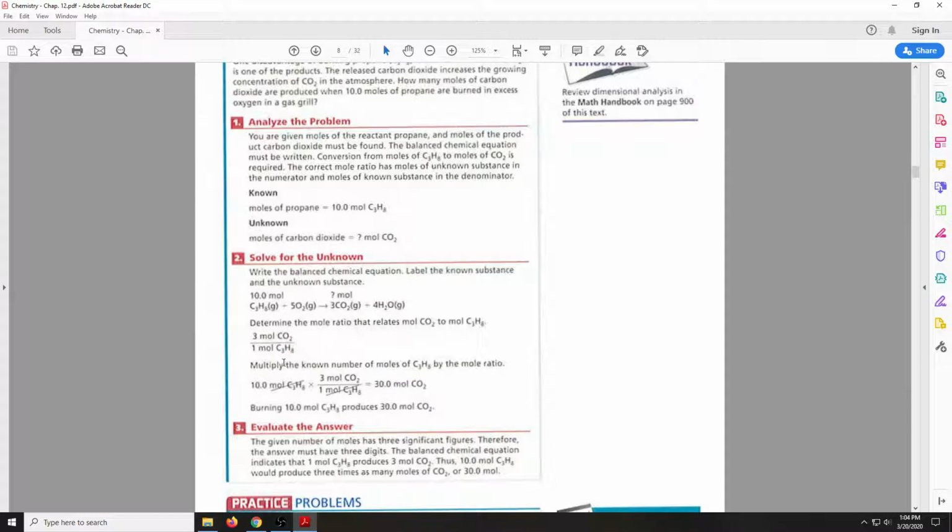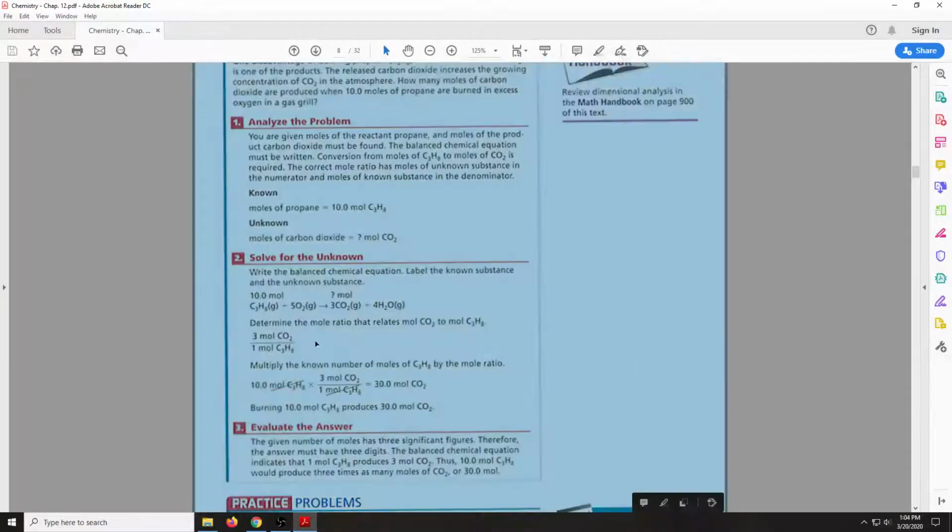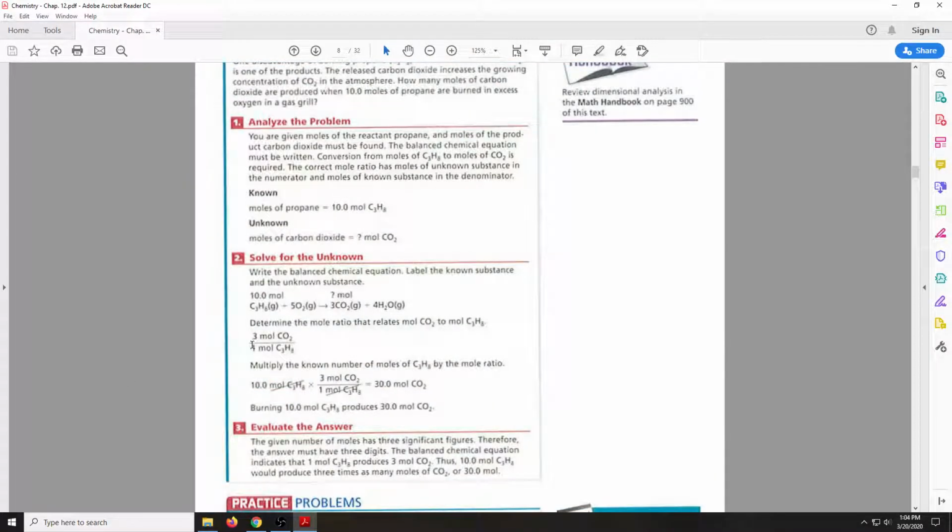Okay? So we can multiply that by the known number of moles we have. 10 moles of propane, that's what we're starting with, multiplied by our molar ratio that we found, 3 moles for every 1 mole of C3H8. We see that this cancels out with this. 10 times 3 is 30. So if we have 10 moles of propane, we have 30 moles of CO2.